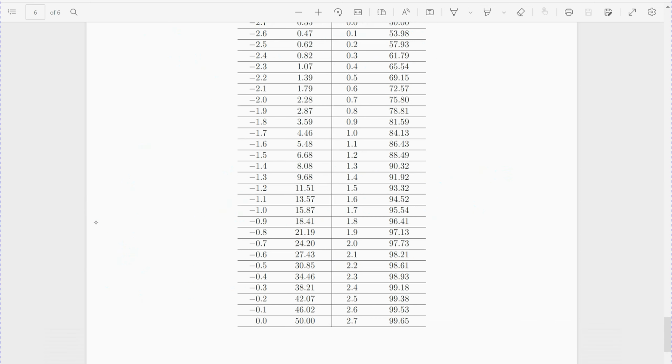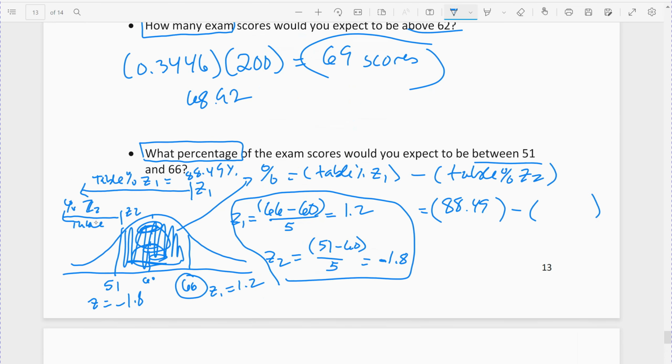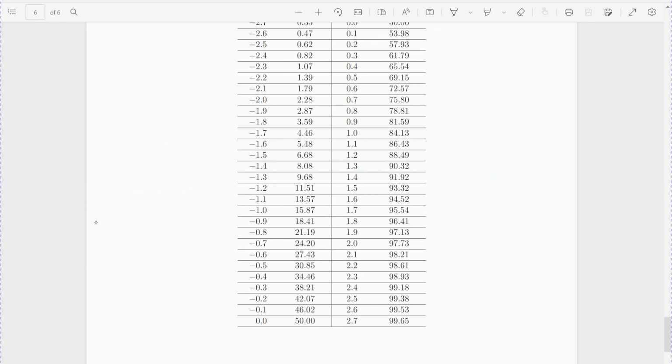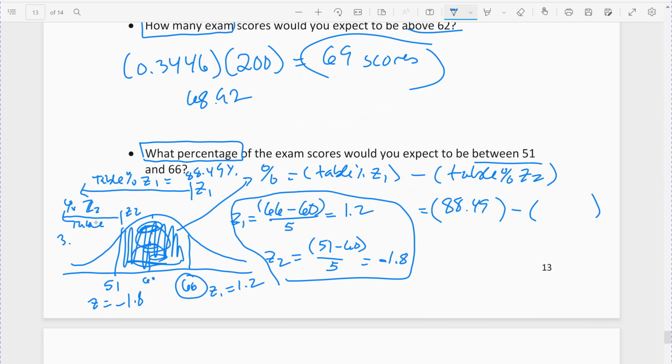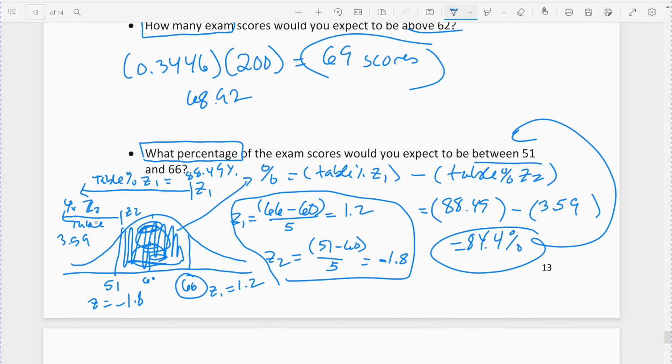Then I look up my negative 1.8. Negative 1.8 on the table gives me 3.59, and it should be a small score. So we're going to subtract 3.59. The answer is whatever that subtraction is. 88.49 minus 3.59 comes out to be 84.9%. So 84.9% of the scores land between a 51 and a 66.